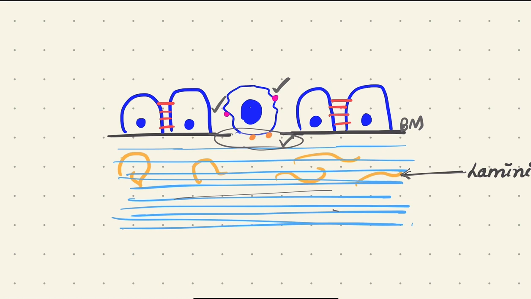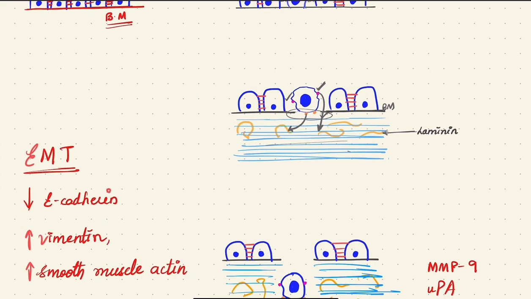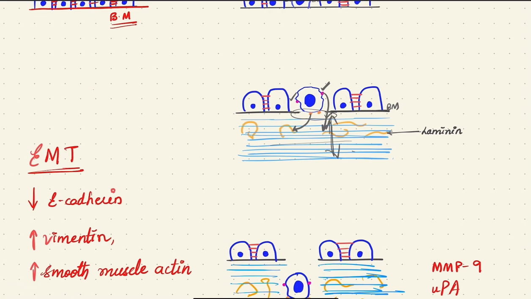So, in order to attach to this ECM, it expresses these integrins, and also these laminin receptors, which help in attachment of this tumor cell to the ECM. And after it comes and sits in the ECM, it does not want to sit there permanently. It has to go somewhere else. So to break this barrier, it has to break down this ECM.